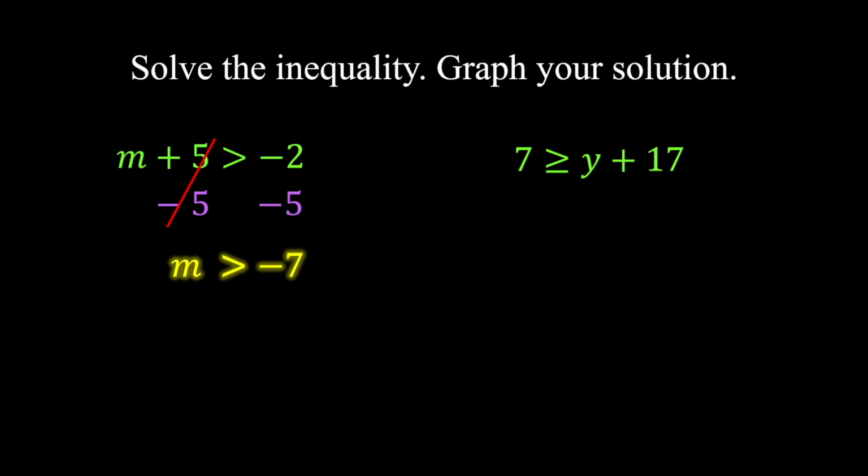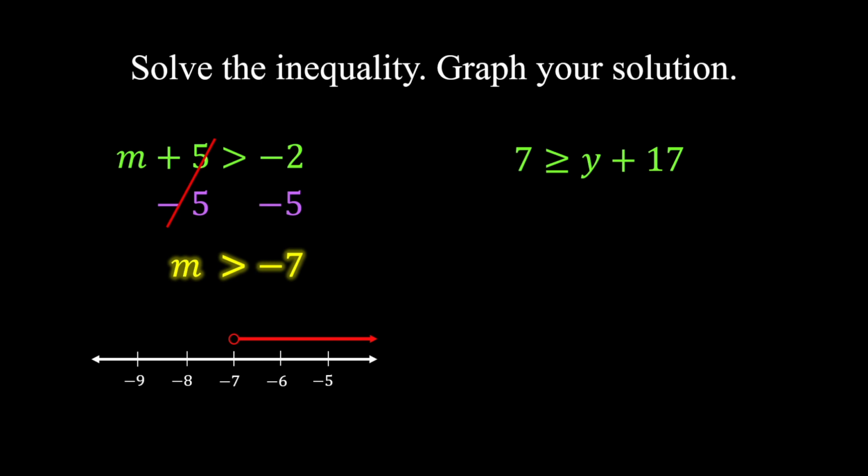Now, let's represent the solution on the number line. Place -7 in the middle of the line and label numbers to the left by decreasing by 1 and numbers to the right by increasing by 1. Since m is greater than -7, -7 itself is not included in the solution set. Therefore, we use an open circle at -7, and we draw an arrow to the right, indicating that any number greater than -7 is a solution.